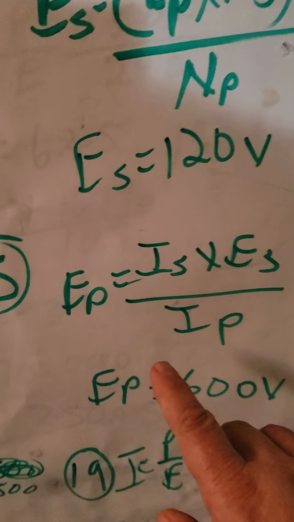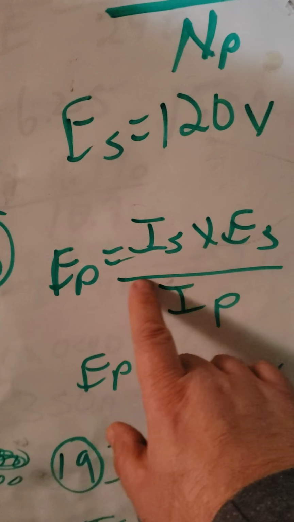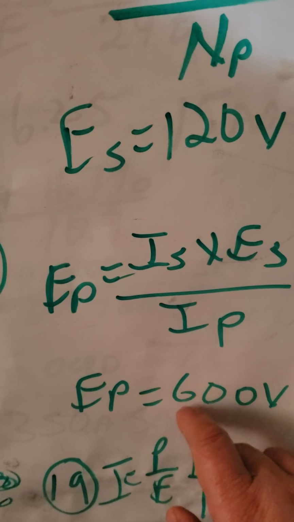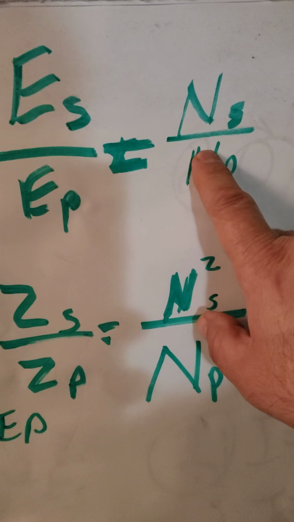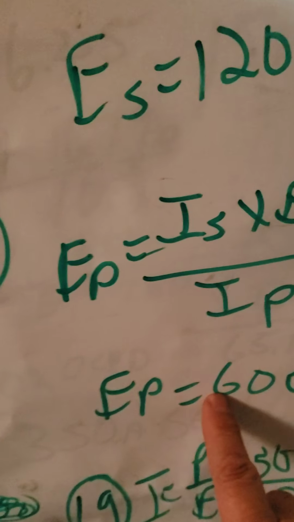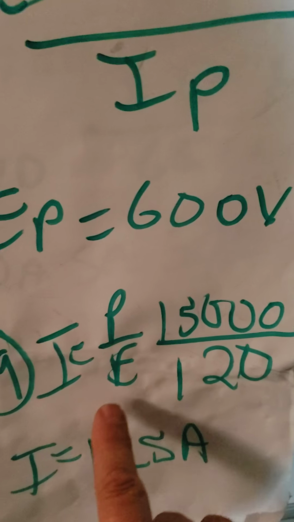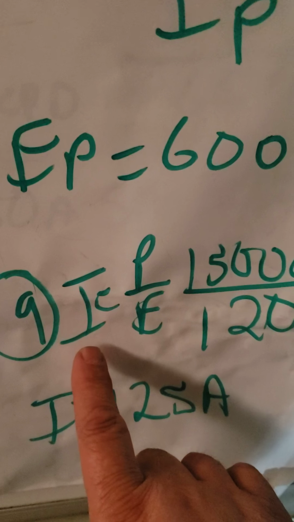Number 15, EP equals IS times ES divided by IP. Okay, how do I get that? Well, these formulas would be changed here. And then the answer is 600. Then I'm going to jump to number 19 because it's real easy for the room I have, and then the rest on the other page.